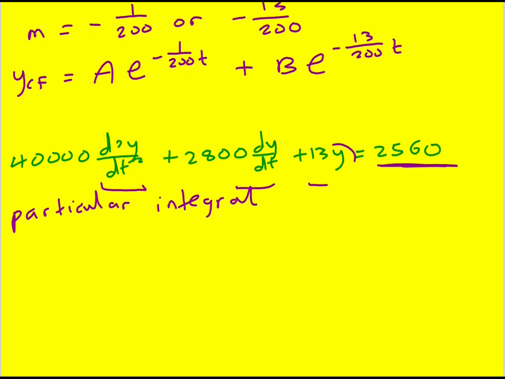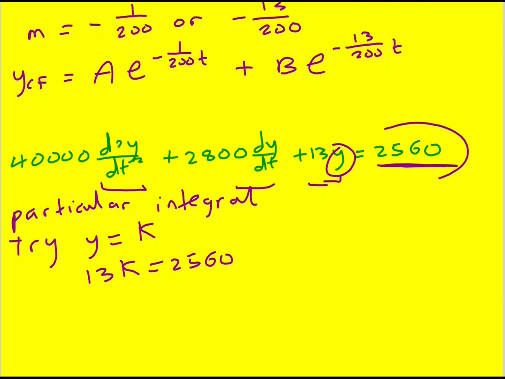This comes with practice, but we couldn't ever let y be a function of t, for example, because there's no way a function of t here could equal 2560. Y, in fact, is going to have to be a constant. So we're going to try y equals simply k. Then the second and first derivatives are going to disappear, and we're just going to get 13k equals 2560.